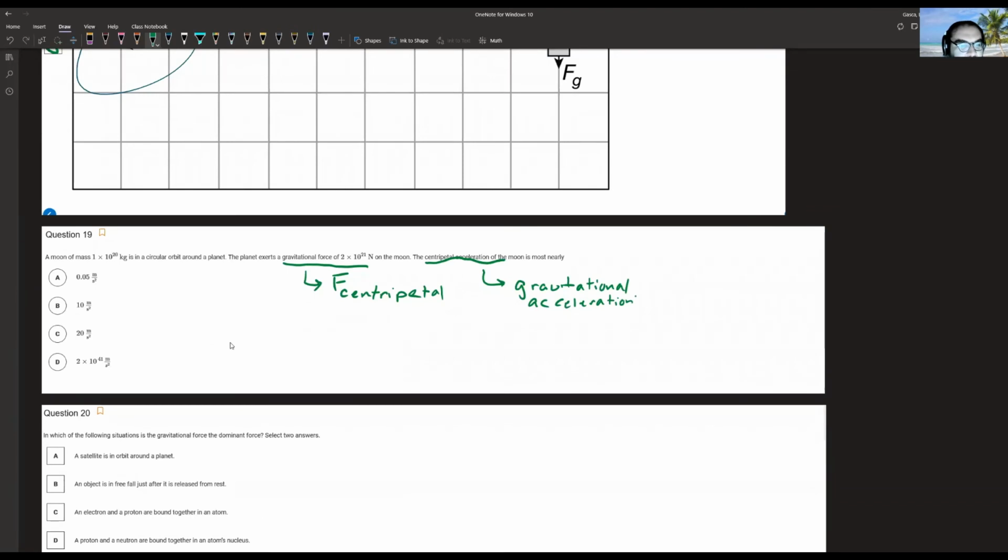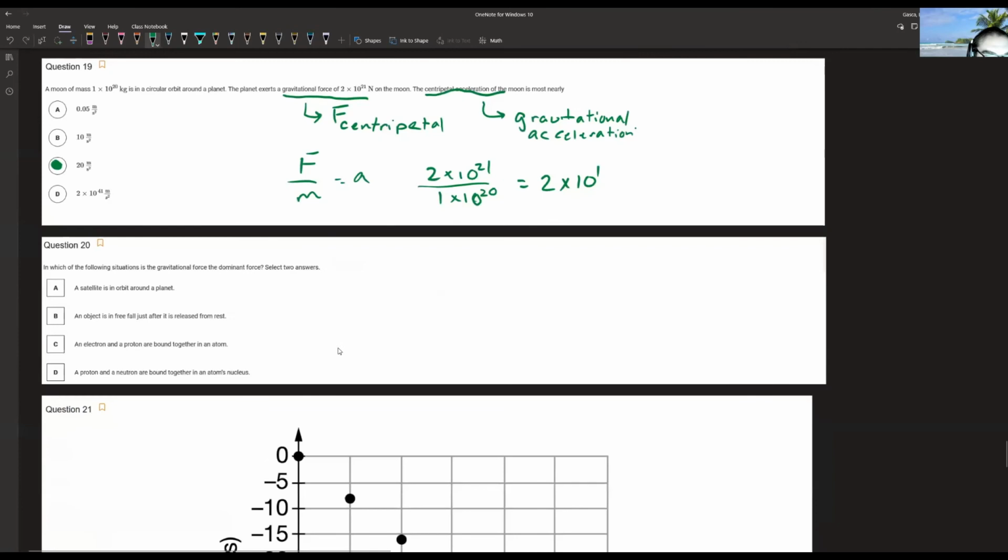Okay, so in this case, we can just go ahead and take the force and divide it by the mass, and that will give us our acceleration here, which is going to be 2 × 10^21 all over 1 × 10^20. And so 2 divided by 1 is 2. 10^21 divided by 10^20: this guy's going to have 21 zeros, this guy's going to have 20. That's going to leave us with 1. And so we're going to get an acceleration of 20 meters per second squared. Let me check my math here. Yeah, we just subtract the exponents for the 10.